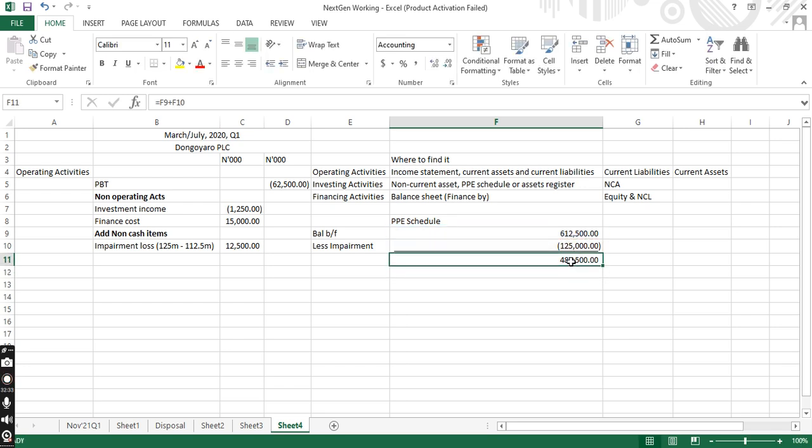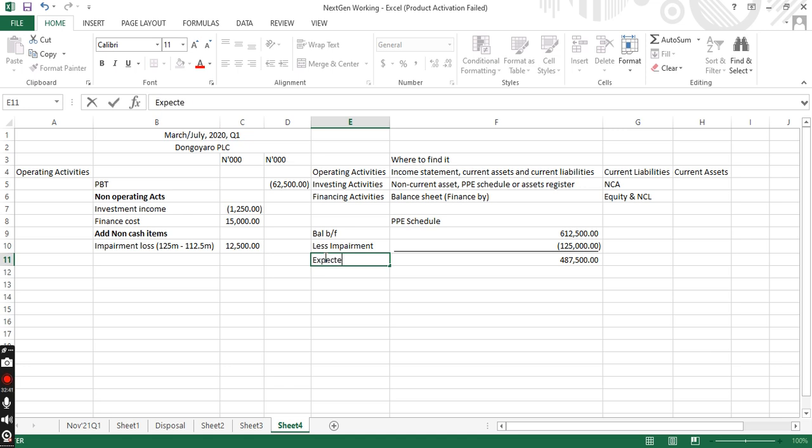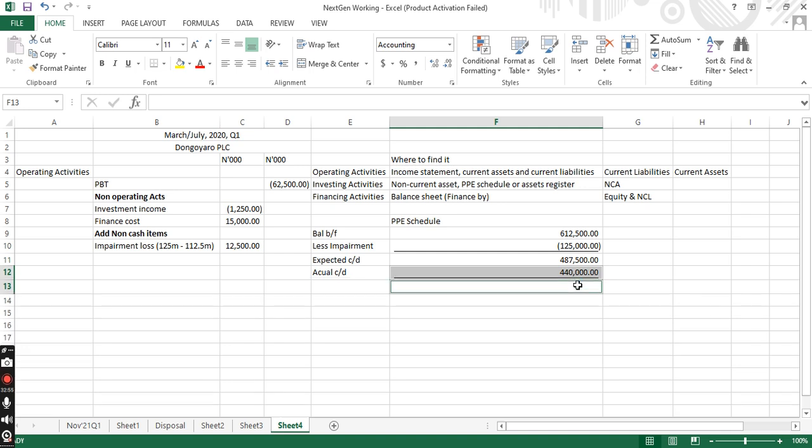487,500. But how much did we eventually have? This should be my expected closing balance. 487,500 is what we have as the expected carry down. But what is the actual carry down? 440,000. What's the difference between them? 87,500. No, sorry, 47,500. What is that 47,500 now? That's the depreciation, right?